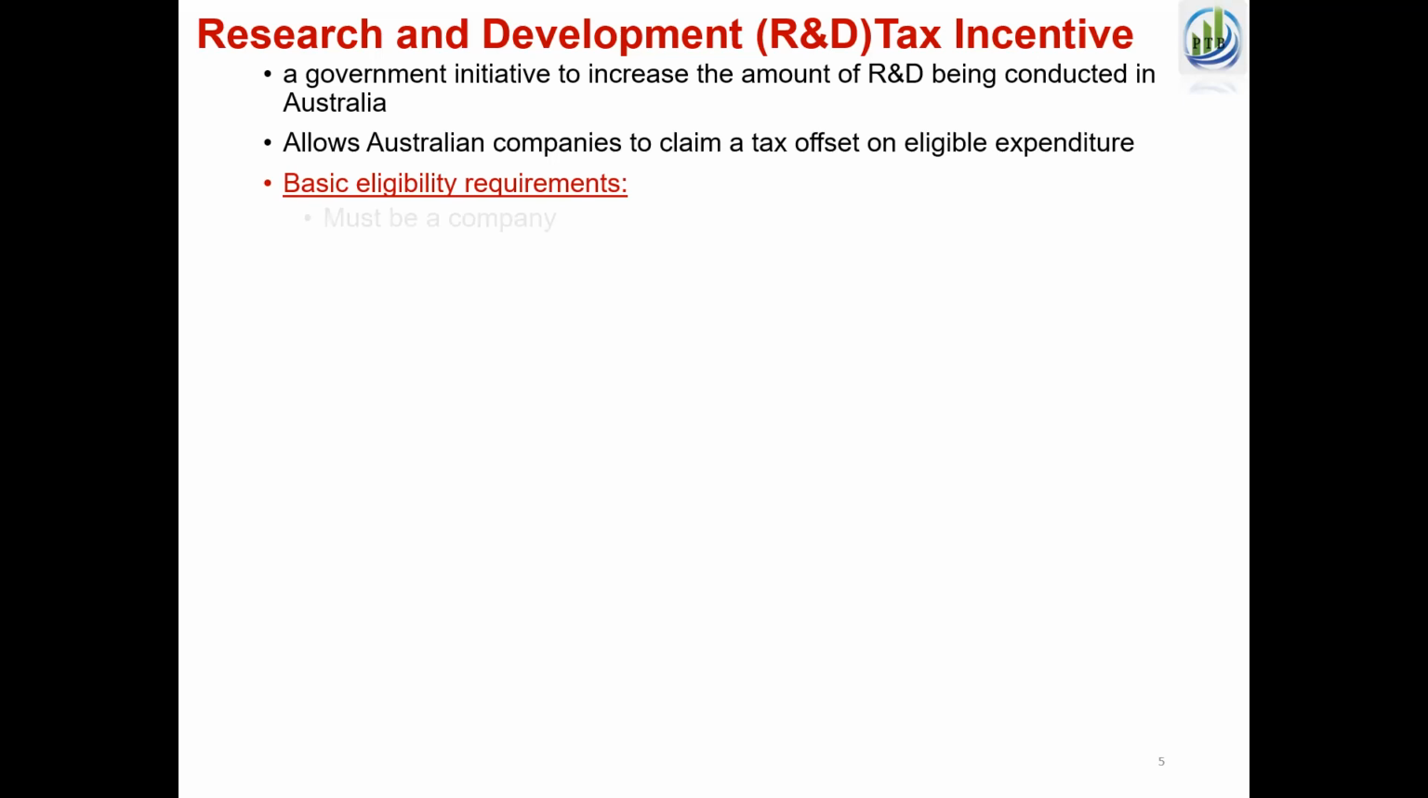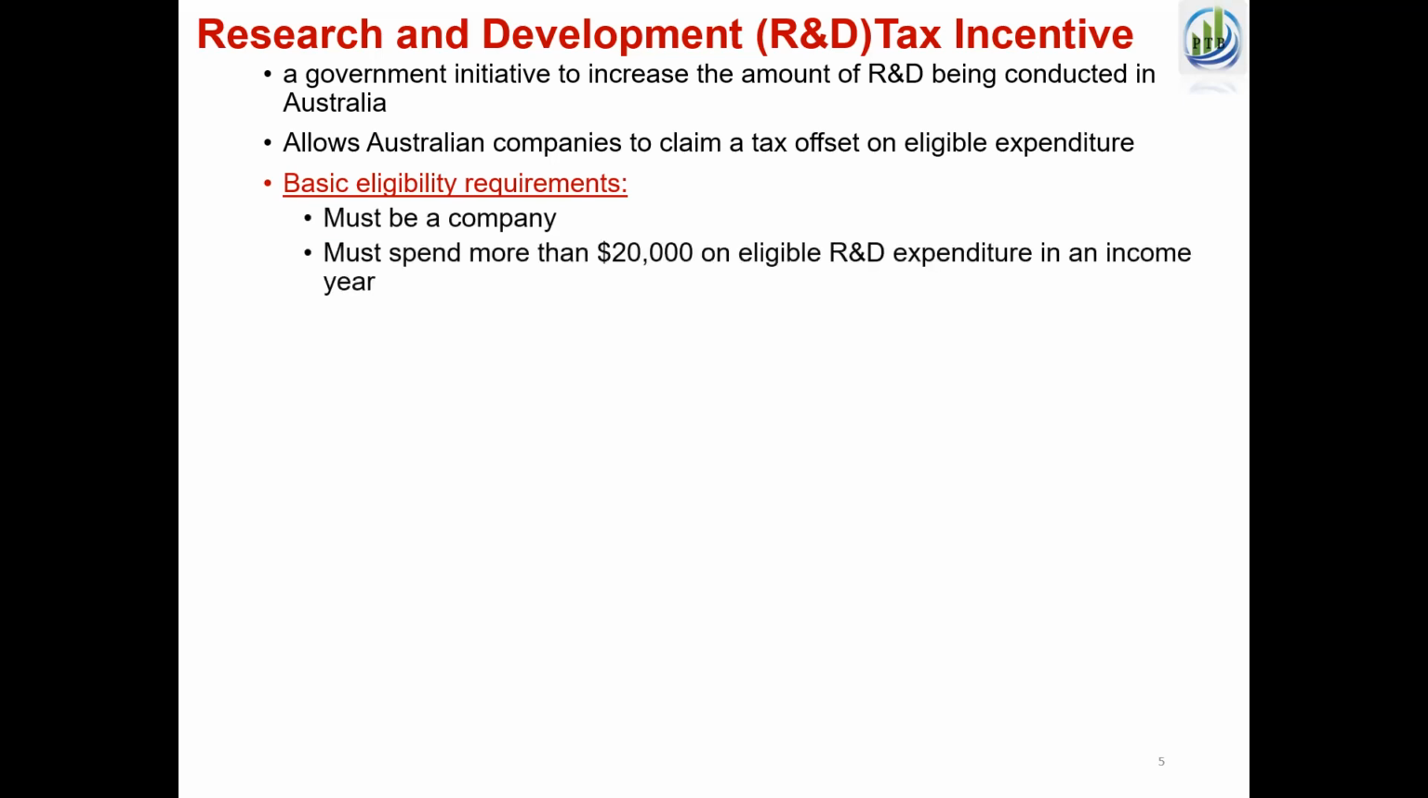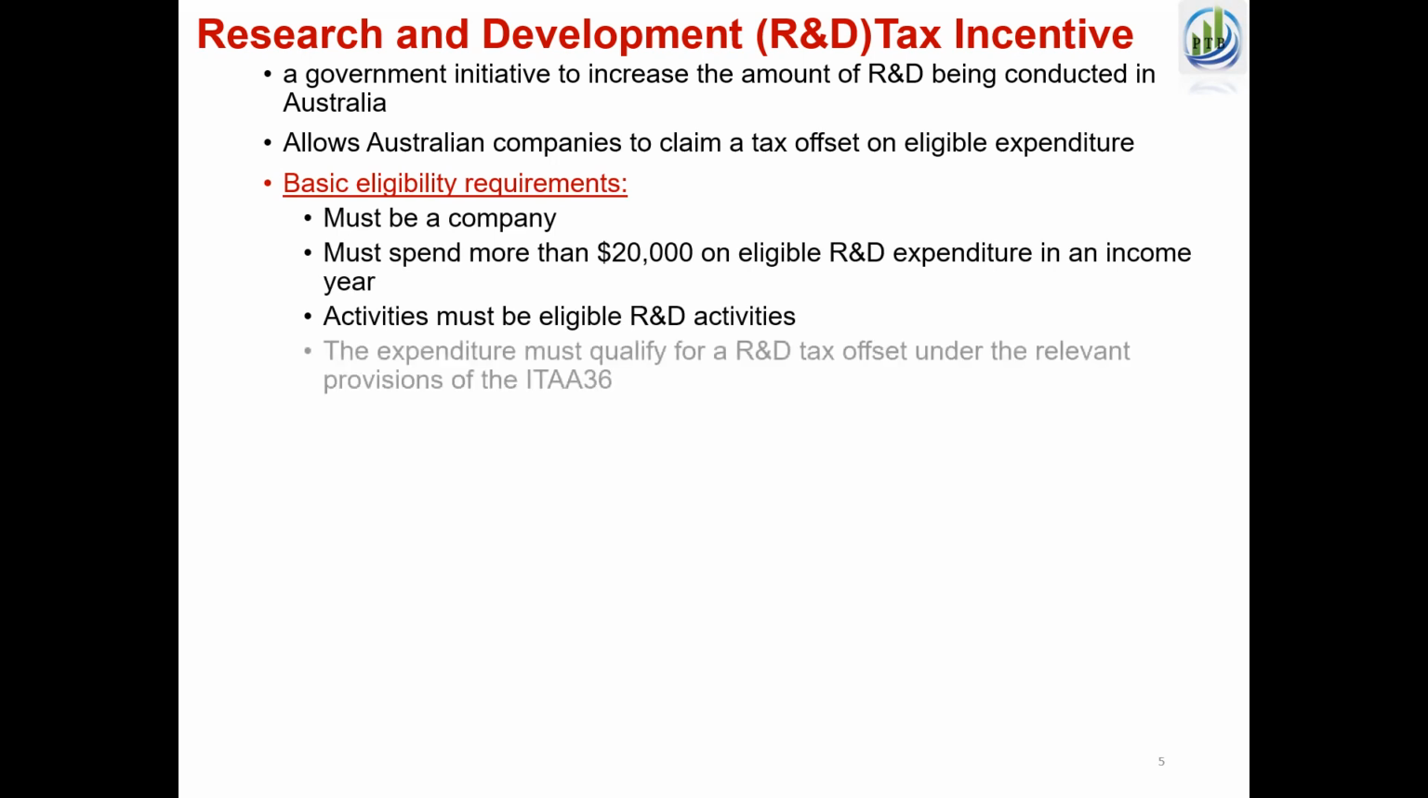So the basic requirement: you should have a company or corporate trust, and it must spend at least $20,000 on your R&D business process, and the activities must be eligible R&D activities. This means you should put your proposal to Innovation Australia as well as the tax office, and both should be approved. That is your basic eligibility requirement. If you click that, it will give you all the R&D process. Then if it is approved, you will qualify for the offset.